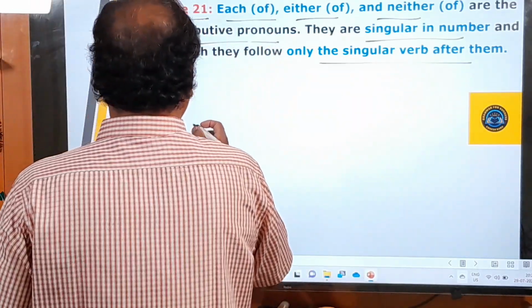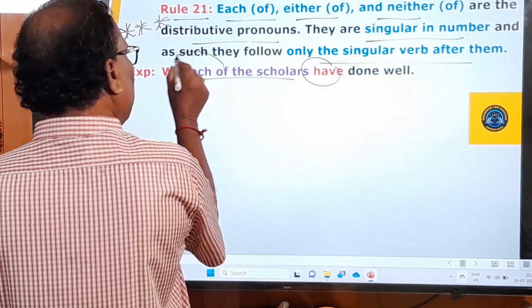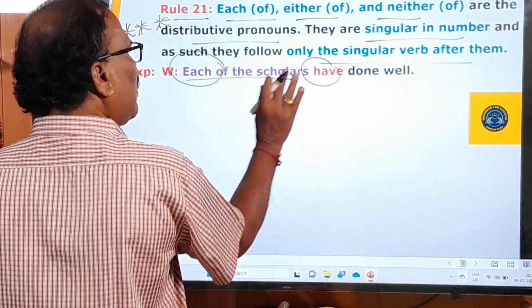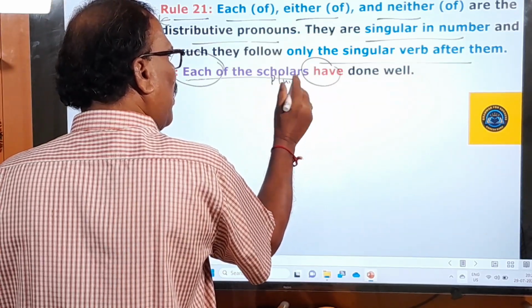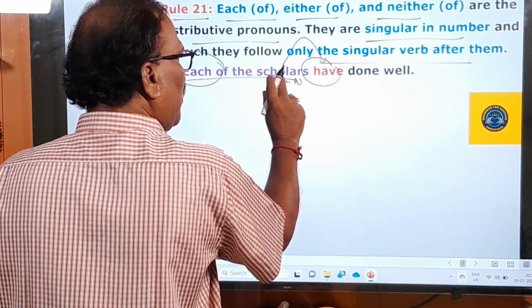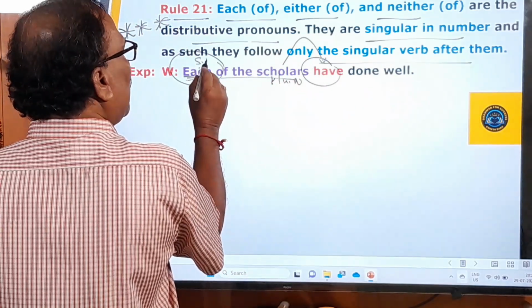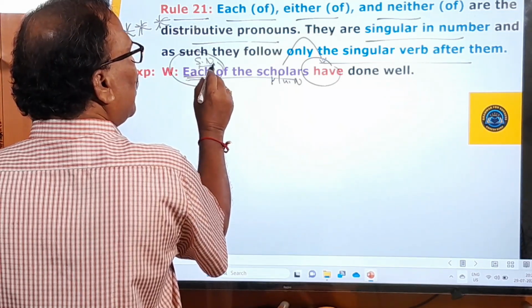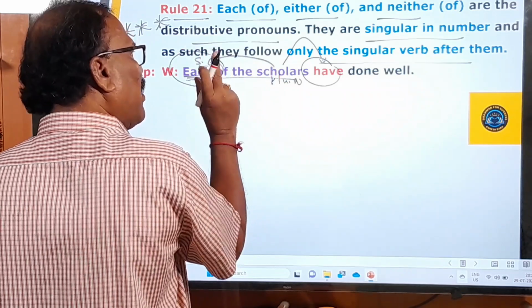Here you see that each of the scholars have, the sentence is beginning with each of. This mistake is taking place because people see this, scholars, the plural noun, and they think it is the subject of the sentence. But this is not the subject, this is the subject. The subject is singular number. Singular.